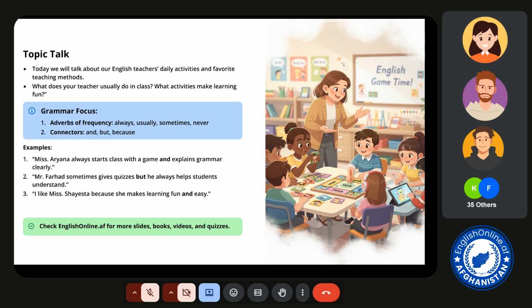Sometimes means it means like 50%. And never means like 0%.